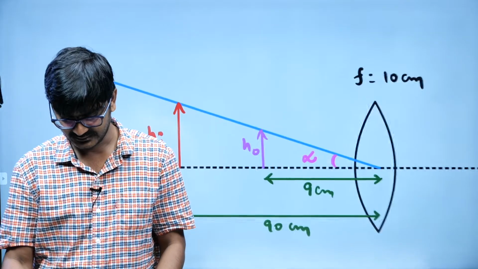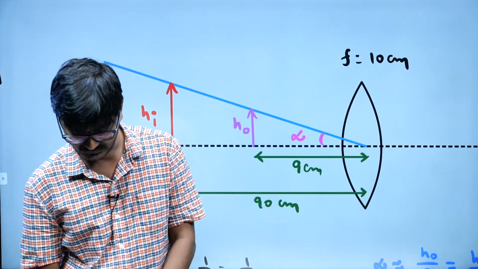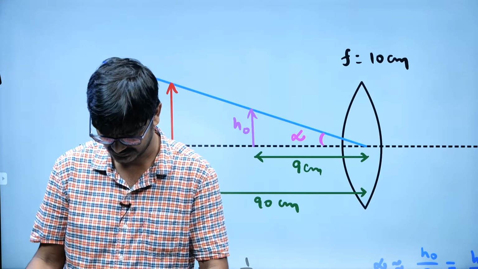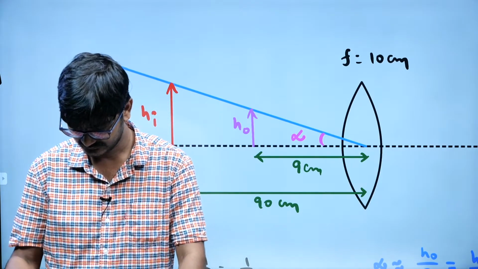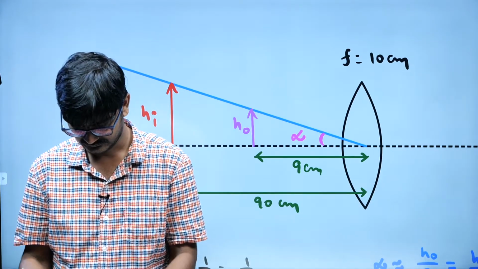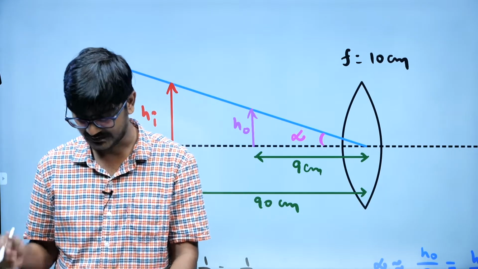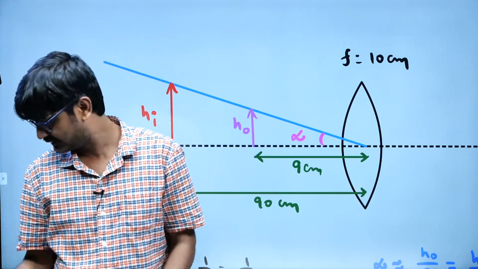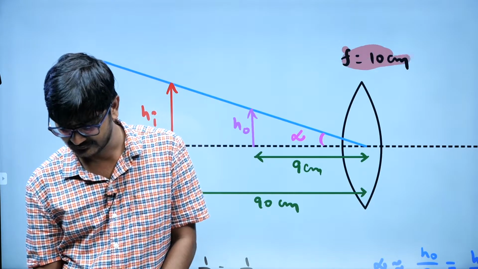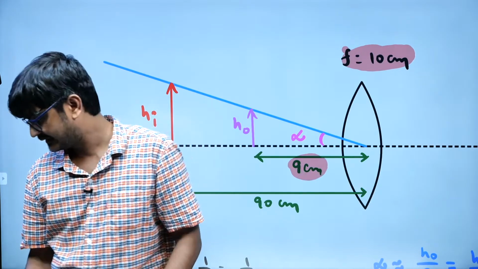So this is the figure. Now I will just mark the things they have given in the question. Yeah, so I will be marking the things. They said focal length is 10 centimeter. They have given this thing, and they have said the object is at a distance 9 centimeter.